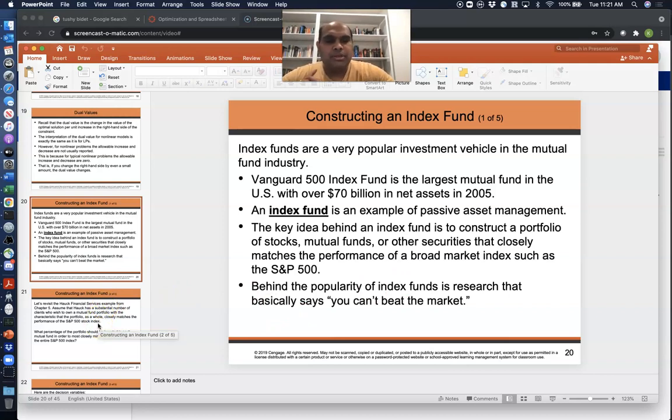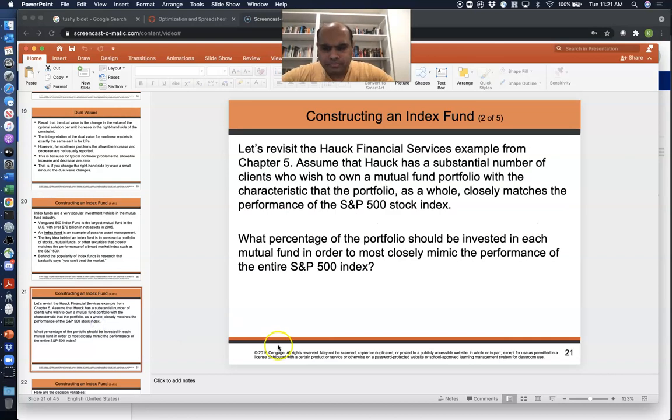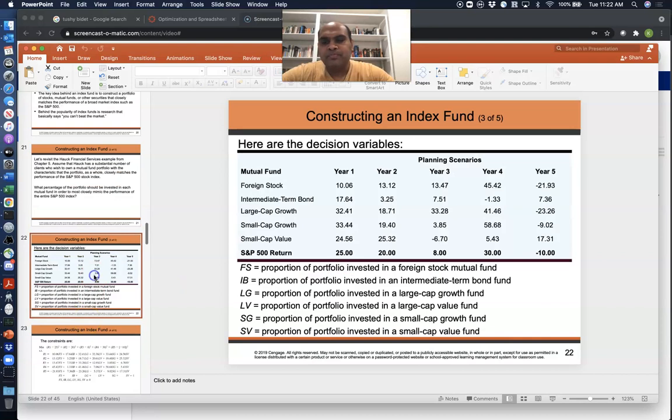There was an example in the textbook called Hawk Financial Services in chapter 5. We will extend that example and create an index fund out of it. So assume that Hawk has a substantial number of clients who own a mutual fund portfolio with the characteristic that the portfolio as a whole closely matches the S&P 500 index. What percentage of the portfolio should be invested in each mutual fund in order to closely mimic the performance of the S&P index? If you remember correctly, there were 6 different options.